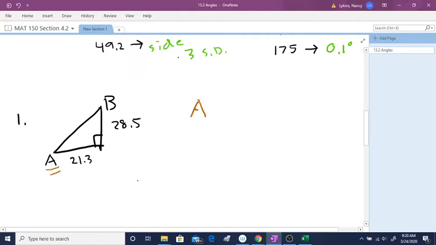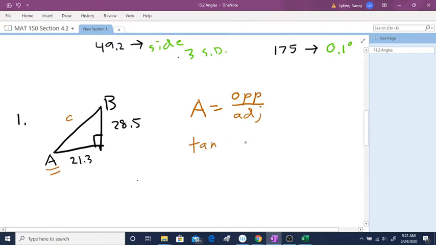So then I'm looking at both of my measurements. I've got a 28.5 and a 21.3. So I'm looking at A. 28.5 is opposite. I'm going to just abbreviate OPP for opposite. And the 21.3 is the adjacent, because the hypotenuse is always opposite of the 90. So really this is our C, this is our opposite. I'm going to abbreviate ADJ for adjacent. Now, what is opposite over adjacent? It comes out to be tangent.